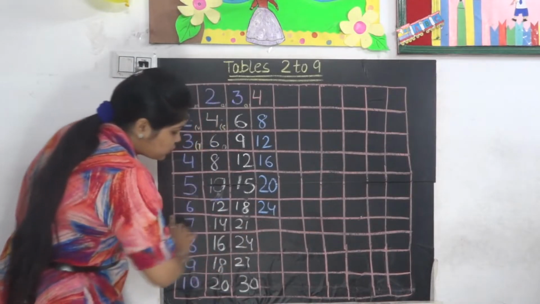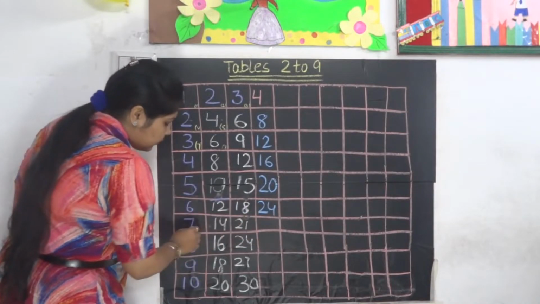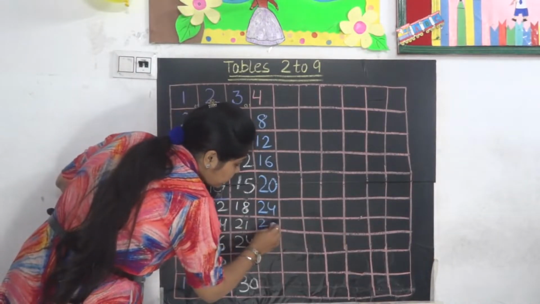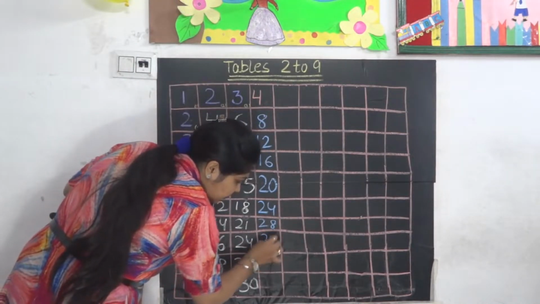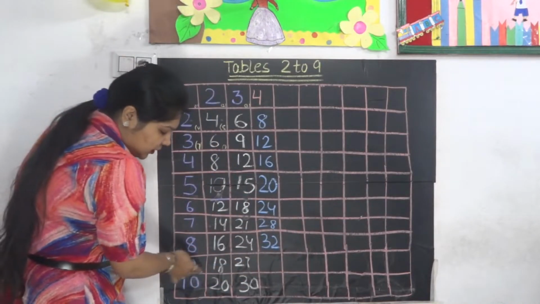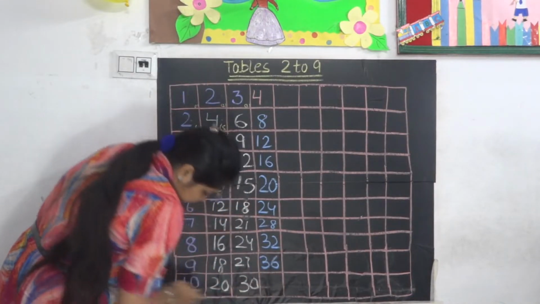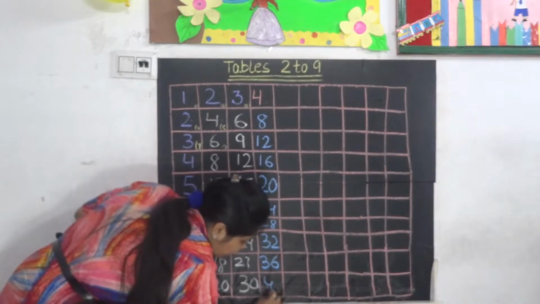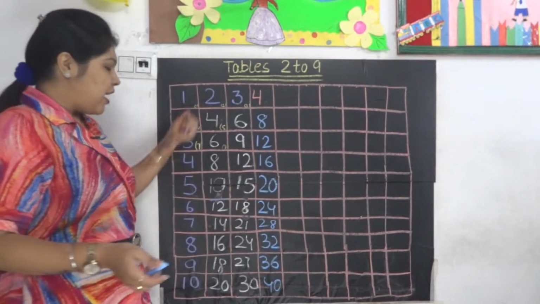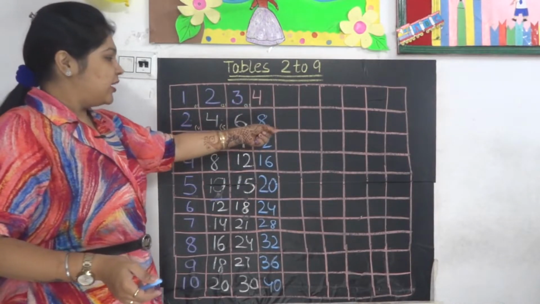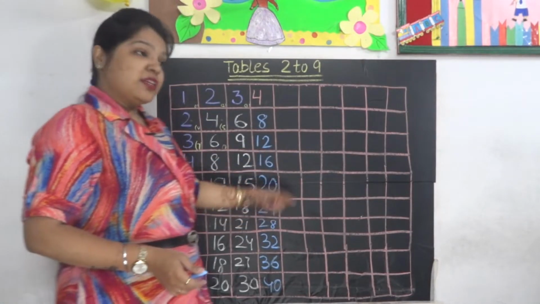See what I am doing? I am just counting the boxes, nothing else. Just count the boxes. 24, 25, 26, 27, 28, 29, 30, 31, 32, 33, 34, 35, then 36, 37, 38, 39, 40. See how easily I have done the tables till 4. No problem. I have done 4 ones are 4, 4 twos are 8, 4 threes are 12, 4 fours are 16, 4 fives are 20, 4 sixes are 24.